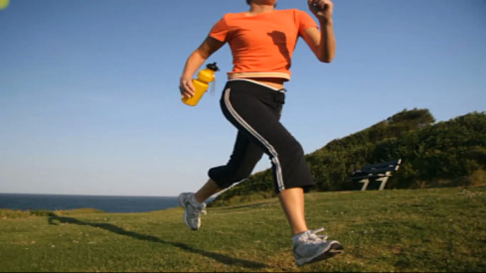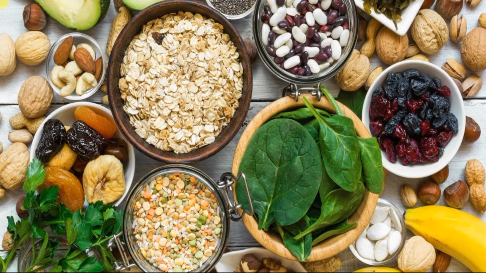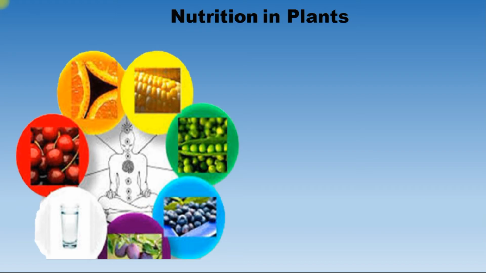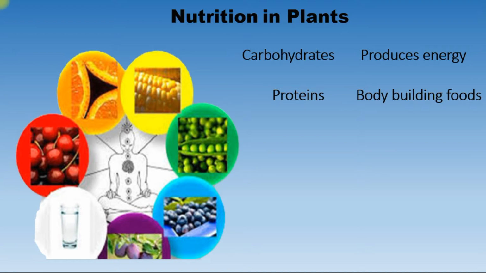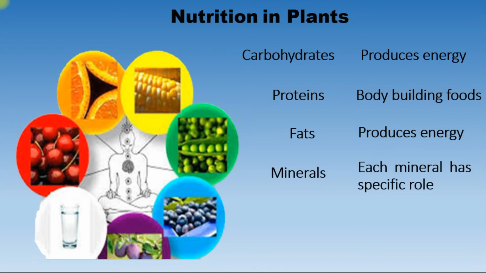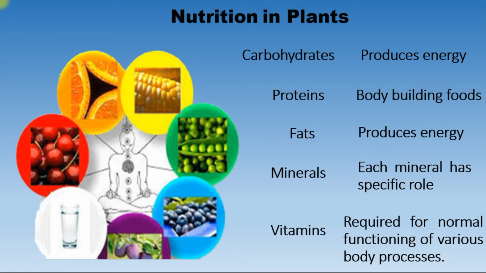We need energy to do any activity. Where do we get this energy? Obviously from the food, right? Yes, energy comes from the food we eat. Food contains nutrients. They are carbohydrates, which give energy to our body, and proteins, which we call body building foods. Fats also give energy to our body. Minerals, each mineral plays a specific role, and the vitamins are required for normal functioning and also fight against various diseases. So all these are called nutrients.